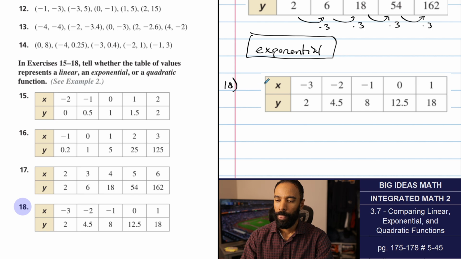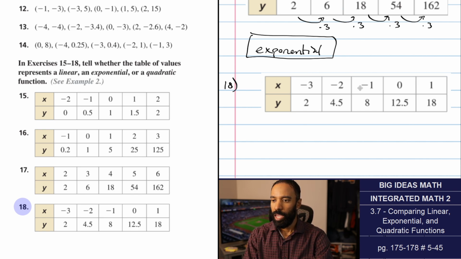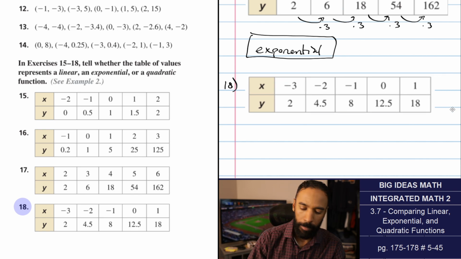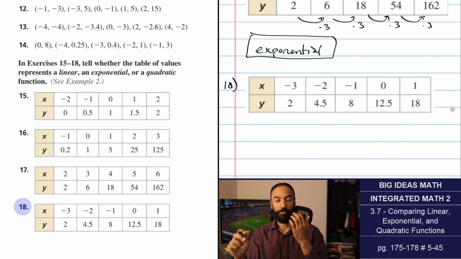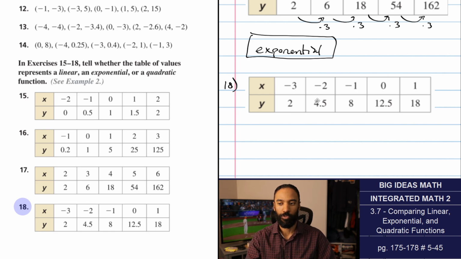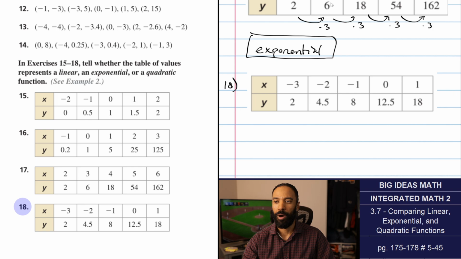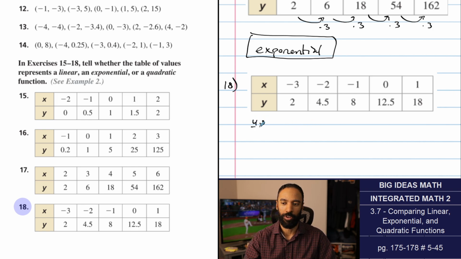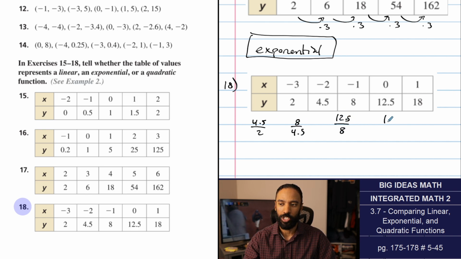18. Okay. Am I seeing something where we're multiplying by the same amount? It's possible. Now, if you need to figure out what you're multiplying by each time, you would do 4.5 divided by 2. Even off the top of my head, I'm like, ugh, I gotta think on it. What is 8 divided by 4.5? What is 12.5 divided by 8? The question is, are these the same values?